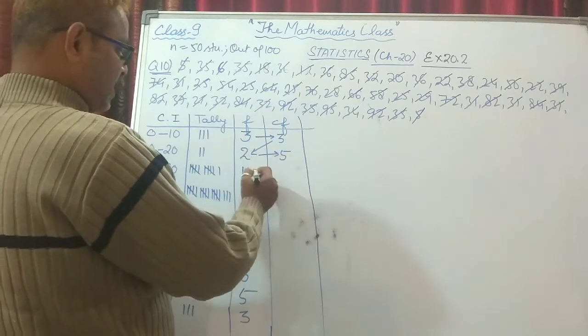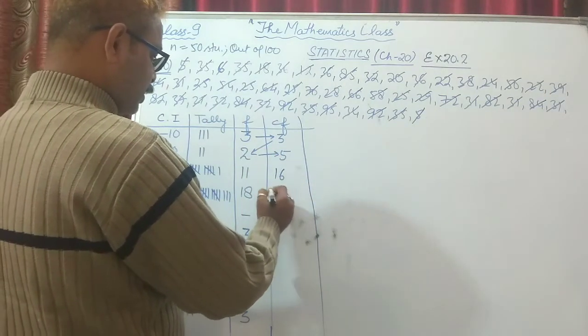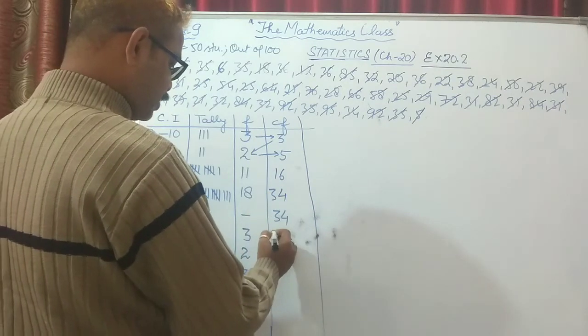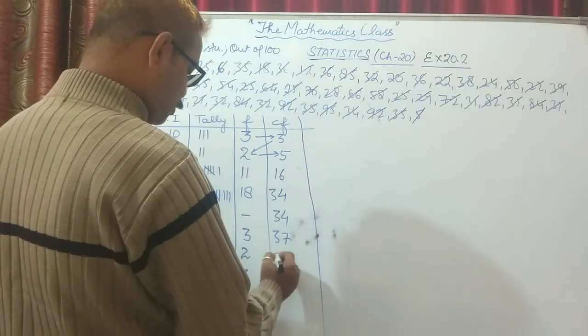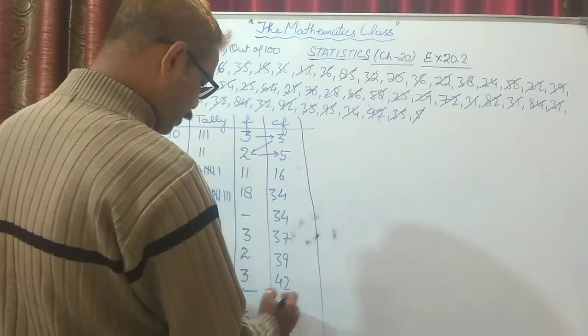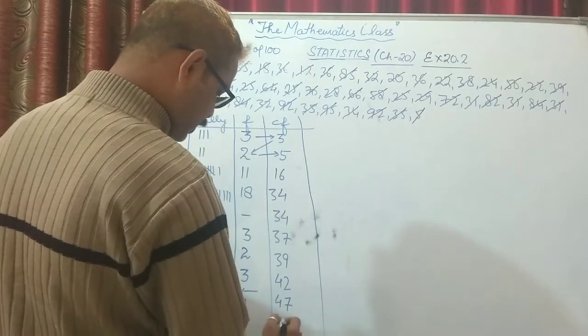3 and 2, 5. 5 and 11 is 16. 16 and 18 is 34. 34 plus 0 is 34. 34 plus 3 is 37. 37 and 2 is 39. 39 and 3 is 42. 42 and 5 is 47. 47 and 3 is 50.